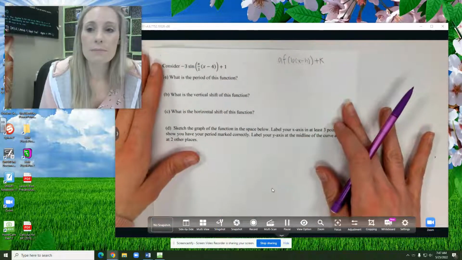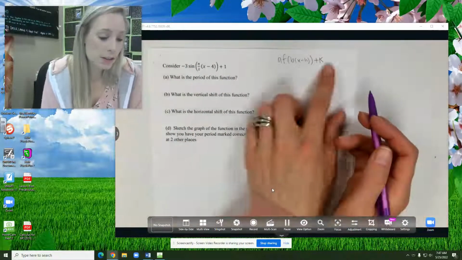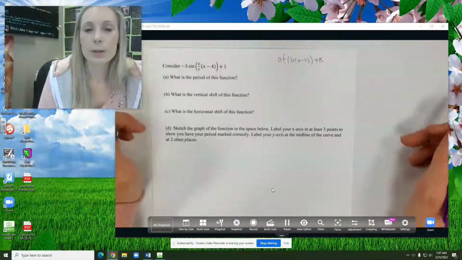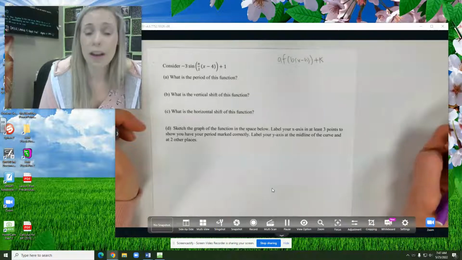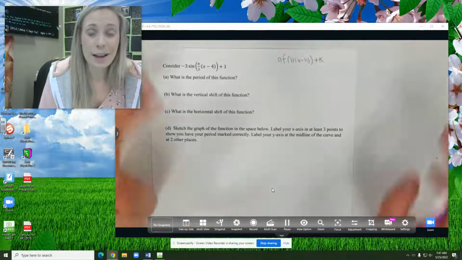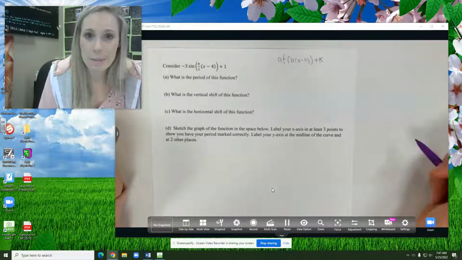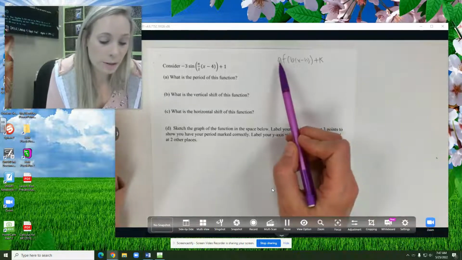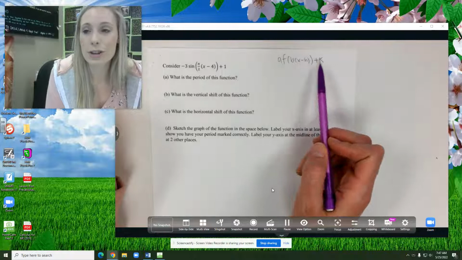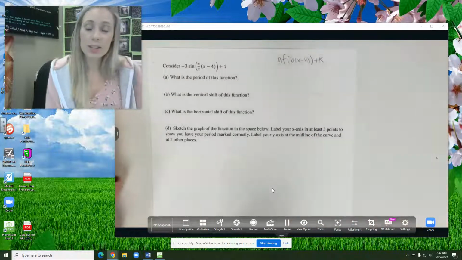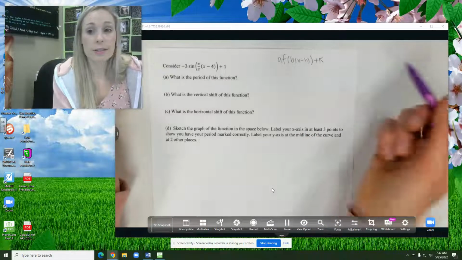So keep those in mind as we're working through this, and this is the same transformations we worked with every single function, whether it was linear, quadratic, absolute value, square roots, cube roots. Every single function has those same features where you have your vertical stretch, horizontal translation, and vertical translation. So some of these questions are easier than others.